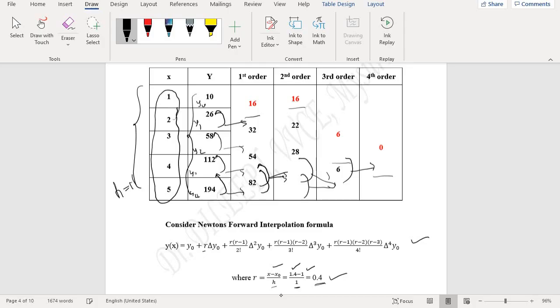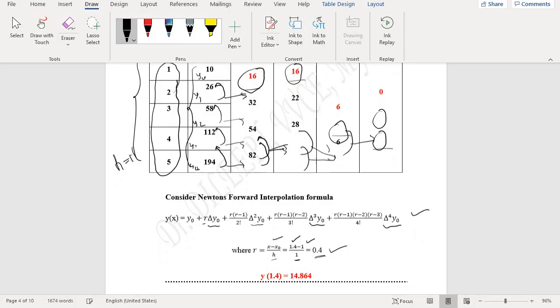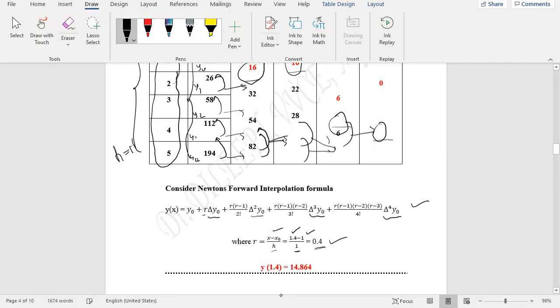And now, what is delta y naught? The first element from the first order. What is delta square y naught? First element from the second order. What is delta cube y naught? First element from the third order. What is delta power 4 y naught? First element from the fourth order. Now substitute these values here. You will get the value of y when x is equal to 1.4. That is 14.864. So this is the working procedure of Newton's forward interpolation formula.